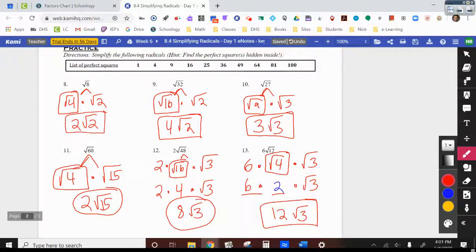All right, so now it's time for you to practice some homework problems. Again, I do not want to see just the answers. I need that first step. I need to see what you are breaking down each of these numbers into.